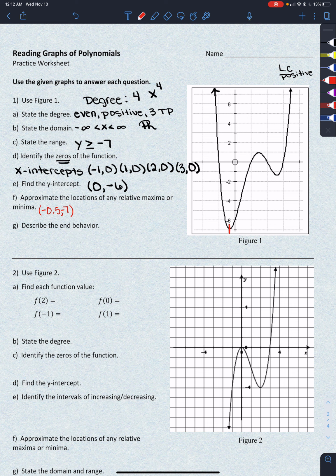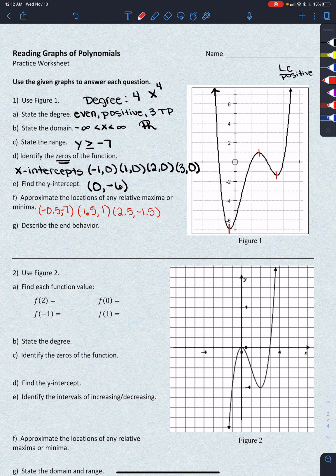Then I go to the next turning point right here, and that value there is going to be at positive 1.51. The next turning point is a relative minimum, and that one is going to be at 2.5 and negative 1.5. So those are my 3 locations where I have a relative maximum or minimum.